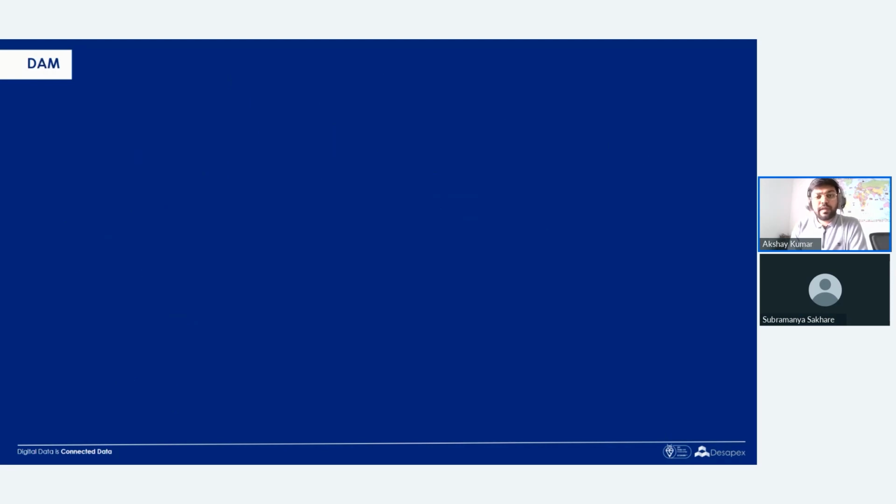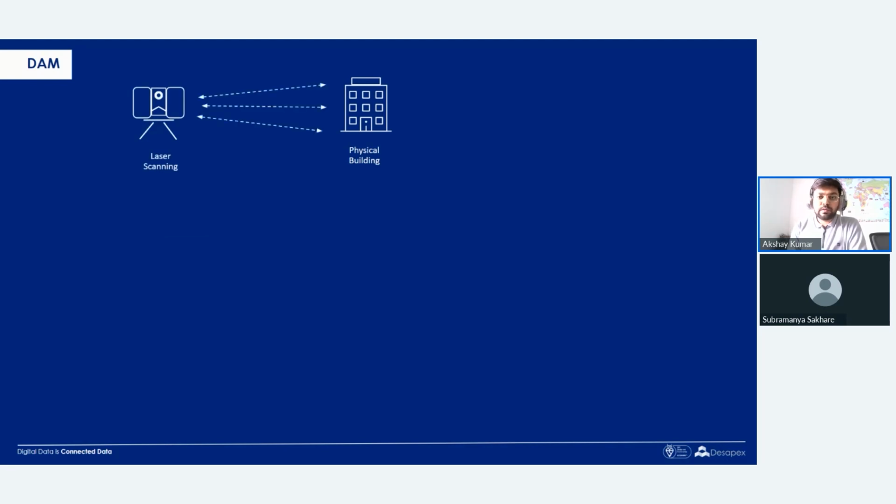So next we have DAM. Digital asset management revolves around facilitating building owners to better manage their built assets. It involves laser scanning, as-built models, and building limitation study for facilities that are already in operation to develop a digital twin of the facility, dynamic or static, to further use it as a single platform for managing assets.